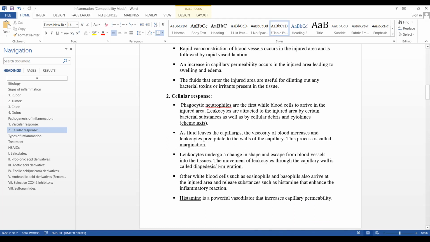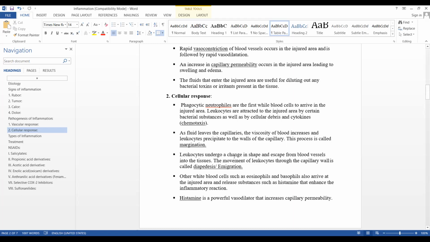As the fluid leaves the capillaries, the viscosity of the blood increases, obviously. Why? Because the fluid enters into the tissue, and due to that the blood becomes viscous. And what happens? All the leukocytes precipitate to the walls of the capillary, and that process is called margination. So this is called margination.